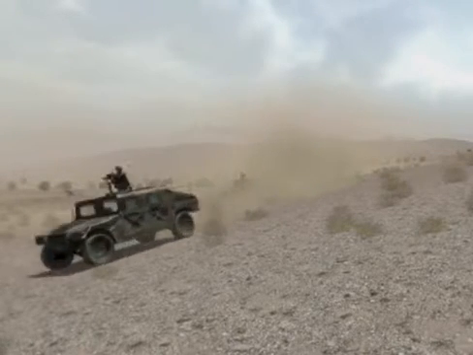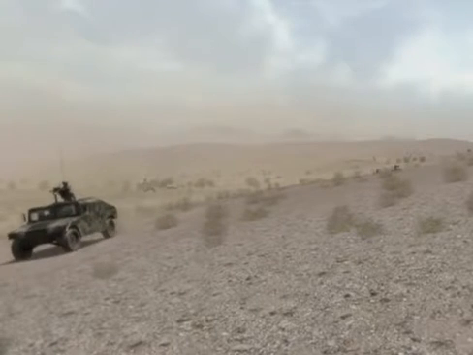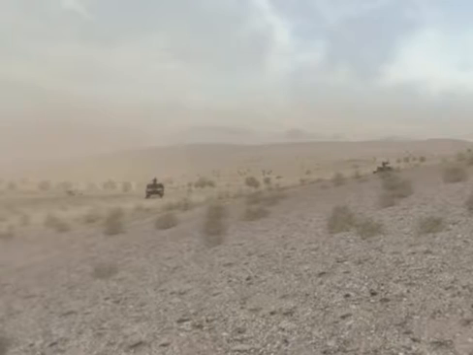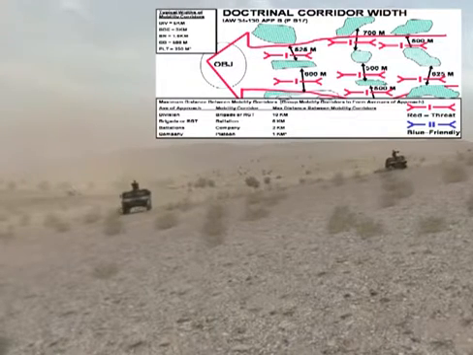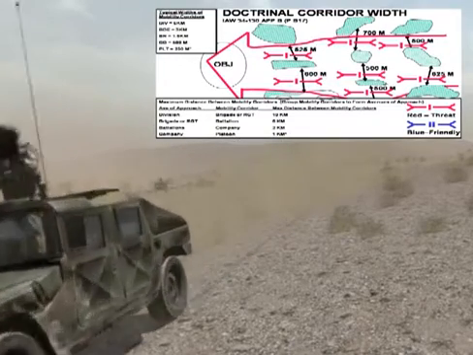As you can see in the demonstration video, this company-sized element was moving in a line formation but had to change into a column due to terrain forcing canalization. The graph shows the doctrinal mobility corridors as you would find them in accordance with AR 34-130 Appendix B.